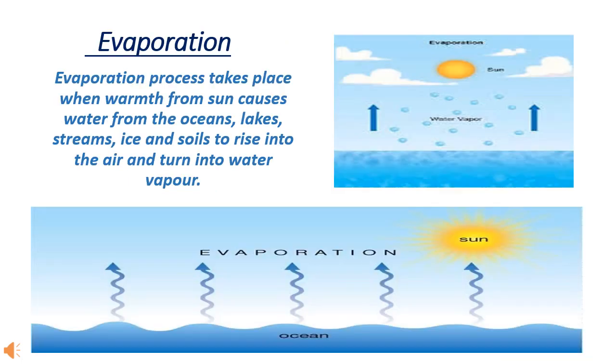Evaporation. The evaporation process takes place when warmth from the sun causes water from the oceans, lakes, streams, ice, and soils to rise into the air and turn into water vapor.